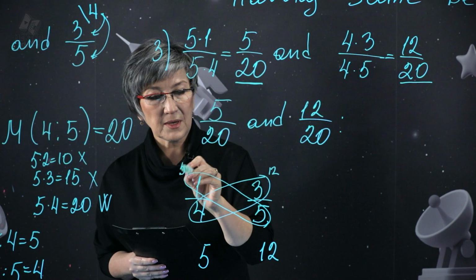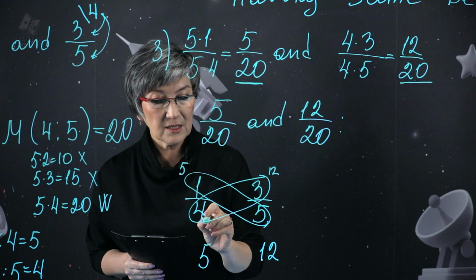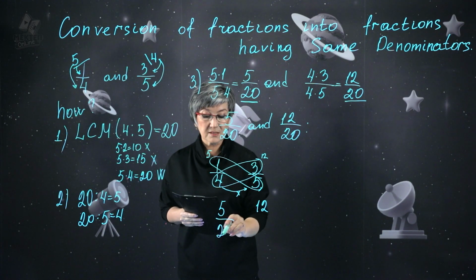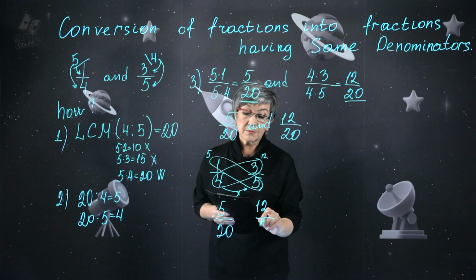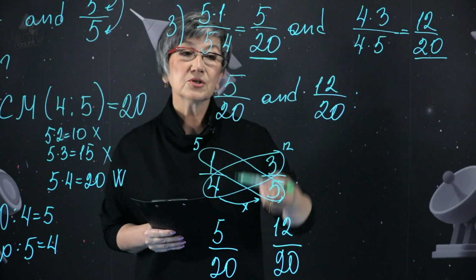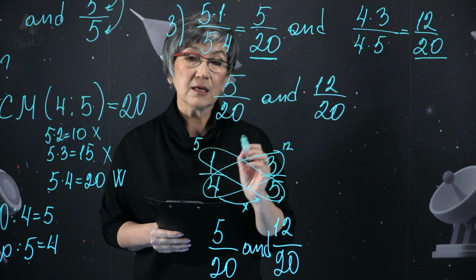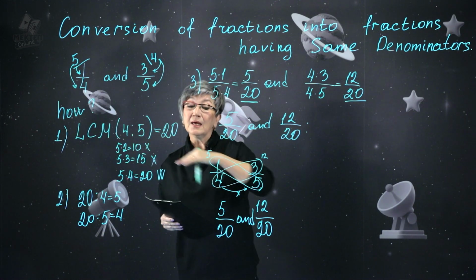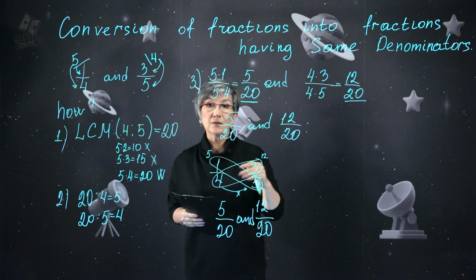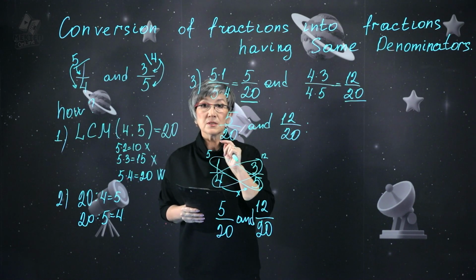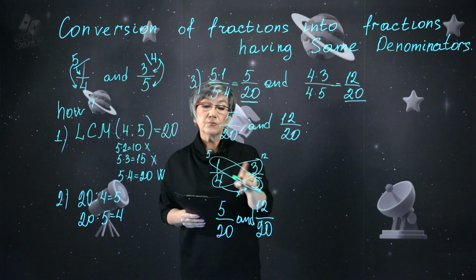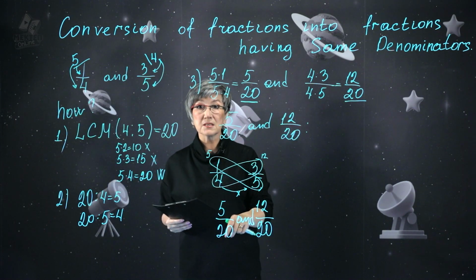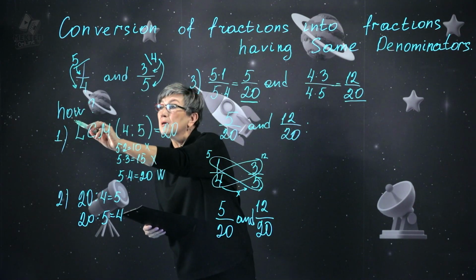Proceed. Additionally, I have 5 and 4, and 5 I multiply by 4. 4 multiplied by 5 will be 20, and 5 multiplied by 4 will also be 20. As a result, the same fractions were obtained. In this way, we can use the least common multiple or multiply in this way. One single remark: when we multiply by the second method, you may get a large denominator. We need to take the smallest one.